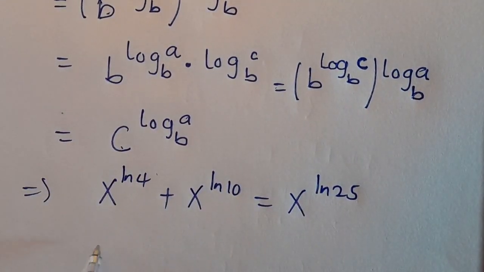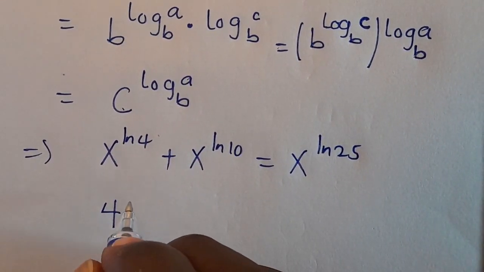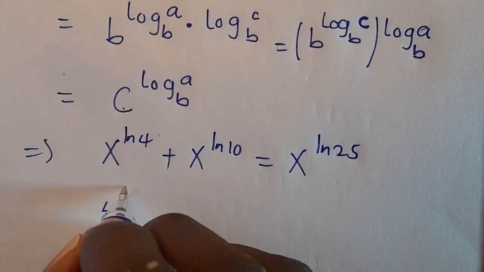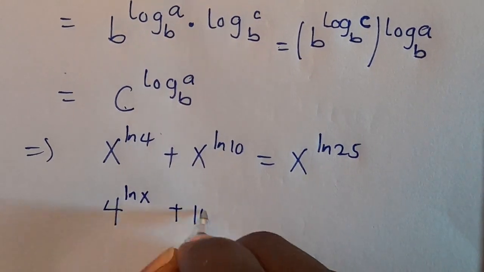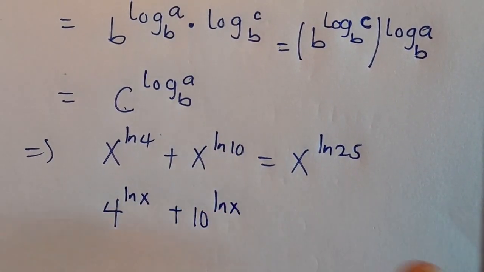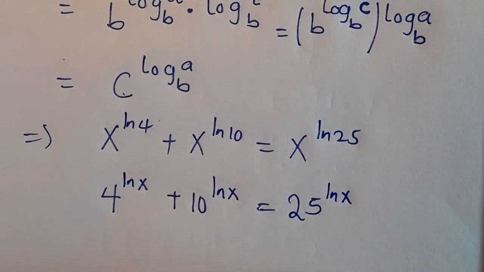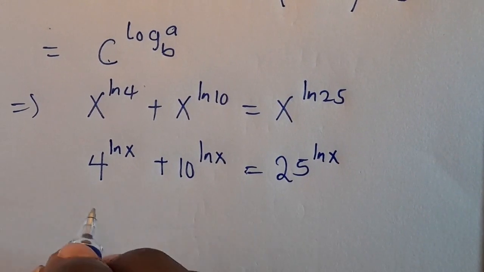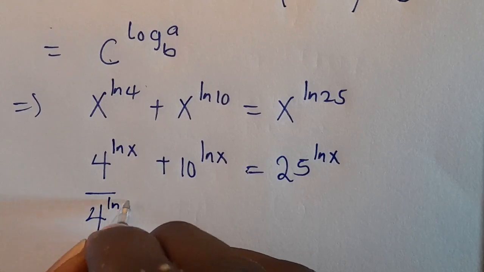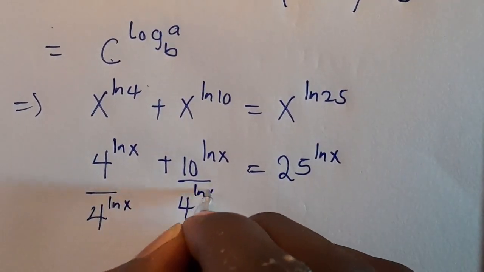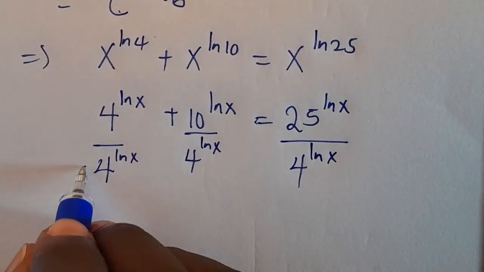So we can have it to be 4 to the power of ln x plus 10 to the power of ln x equals 25 to the power of ln x. So from here, let's divide through by 4 to the power of ln x. So obviously, this will cancel this.